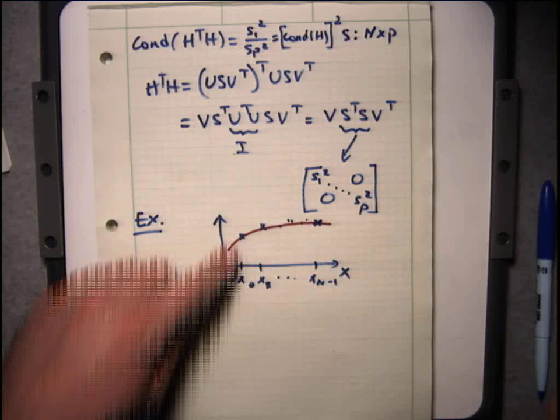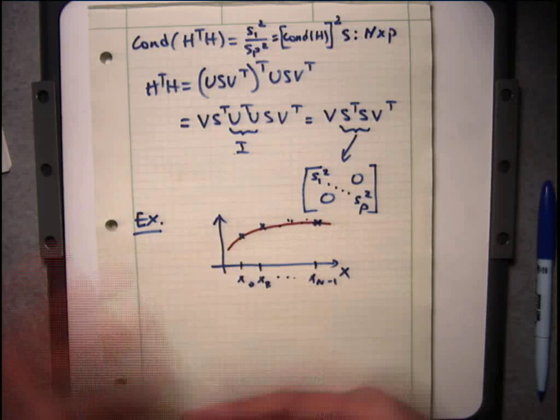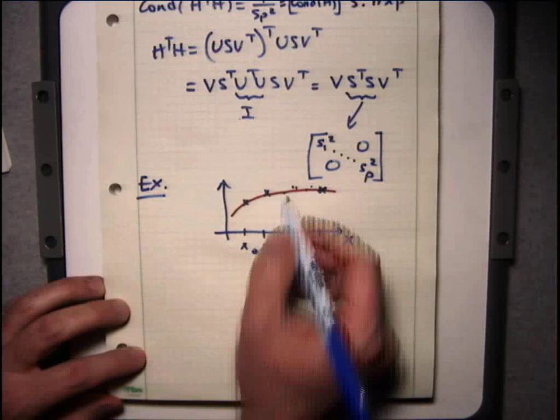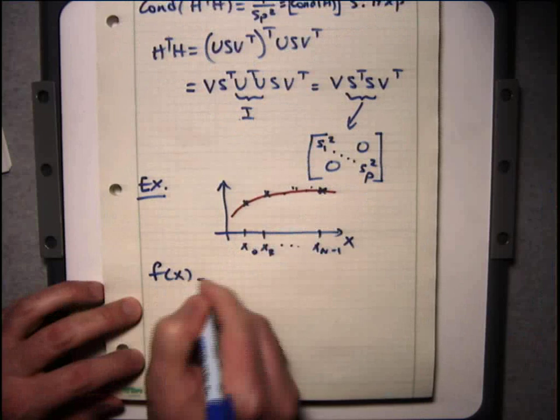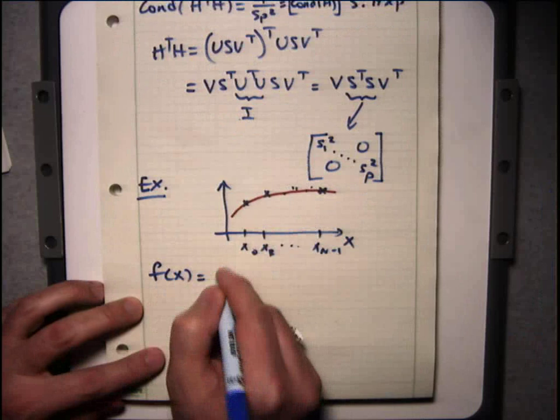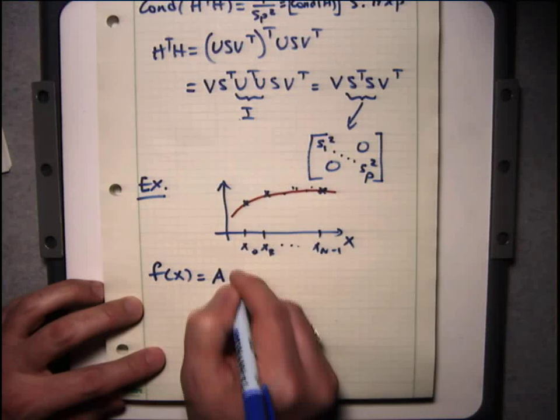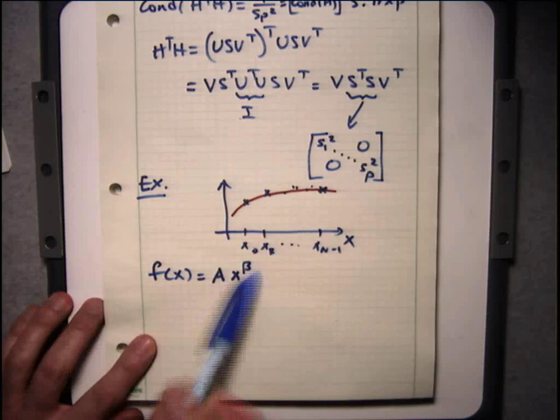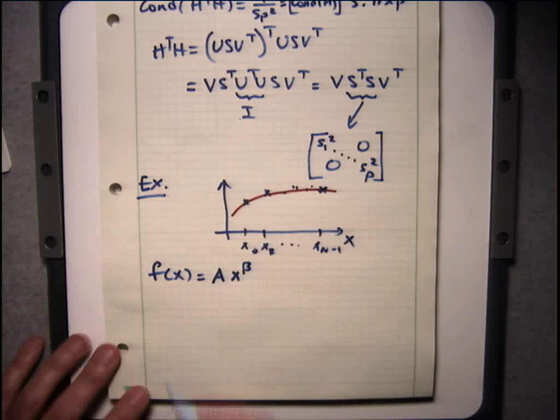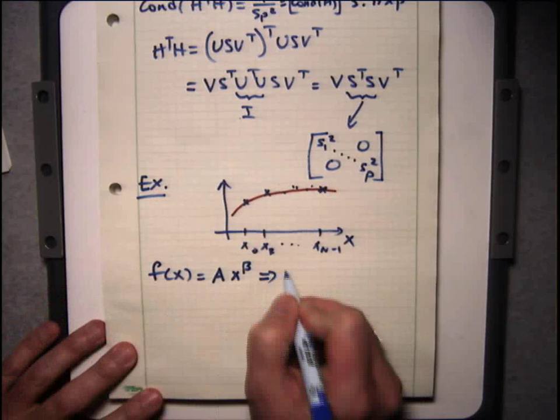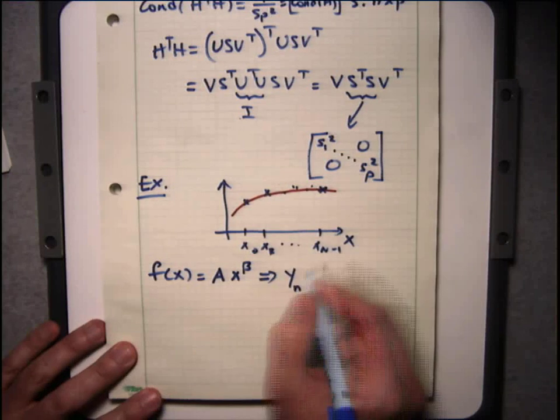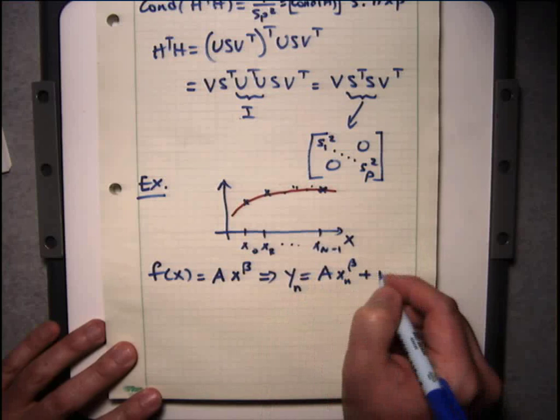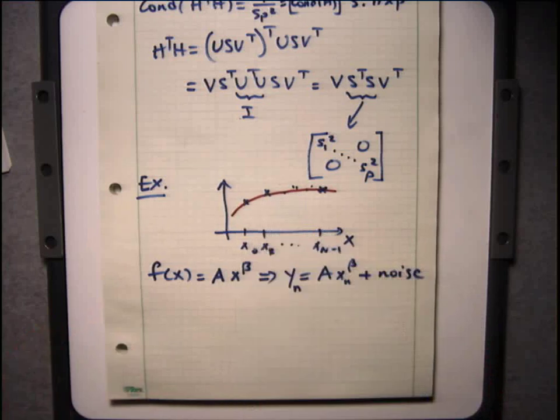Now these X's that I put here, they're not meant to be right on the red curve. These are just a bunch of noisy data points, and I'm going to fit some curve to it. So the model that I'm going to pick for this red curve is, let's say f of x is equal to some exponential model. So let's say it's some constant a times x to the beta. Okay? So some amplitude and then some exponential function here. Now the data that I've captured, the data that I've modeled, is yn is equal to a xn to the beta plus noise. Okay, those are these x's.